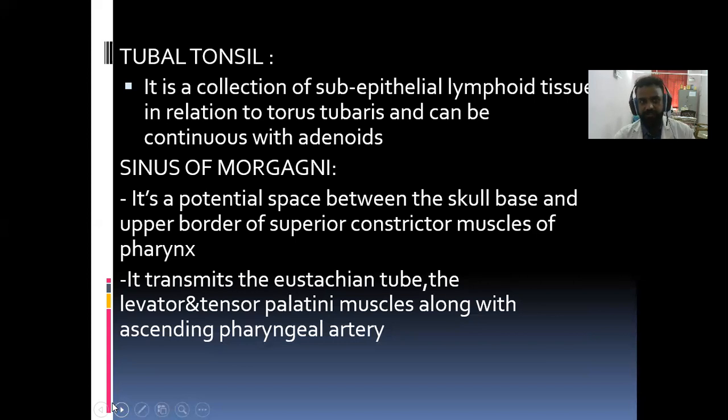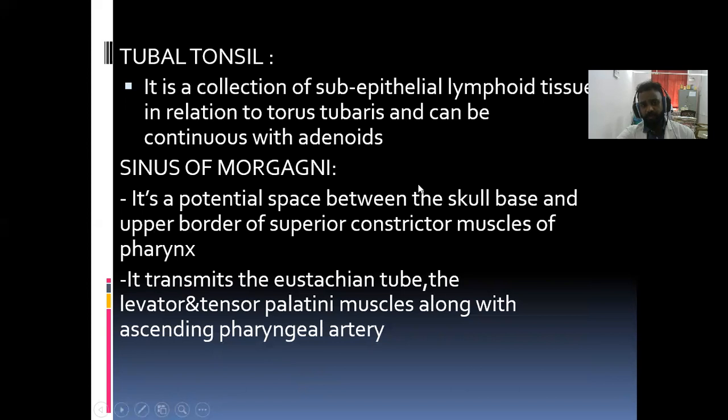Next is the tubal tonsil. It is a collection of subepithelial lymphoid tissue in relation to the torus tubarius and can be continuous with the adenoids. And the sinus of Morgagni is a potential space between the skull base and the upper border of the constrictor muscle of the pharynx. It transmits the eustachian tube, the levator and tensor palatini muscles along with the ascending pharyngeal artery.